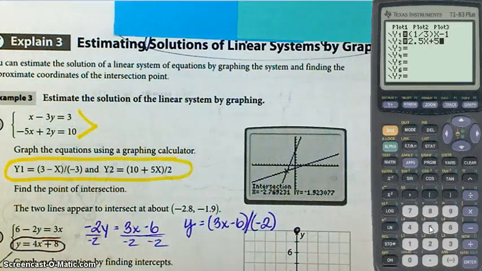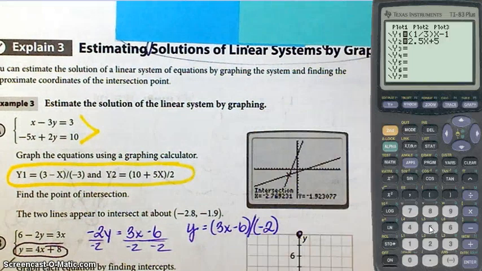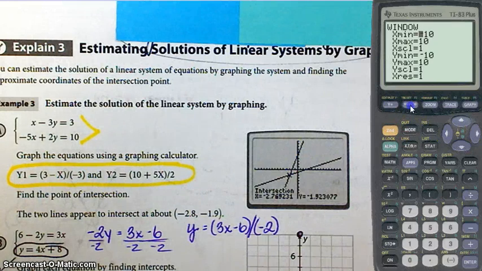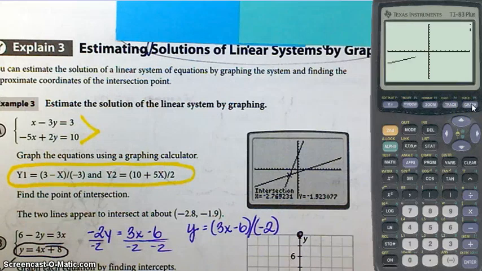Okay. Again, they look a little bit different than what they have, but if you type it in the way that they have it typed in, that's fine. Just make sure you put parentheses when parentheses are given, because they're important. Your window settings should be good with default window settings. Go to graph. So there's your first line.